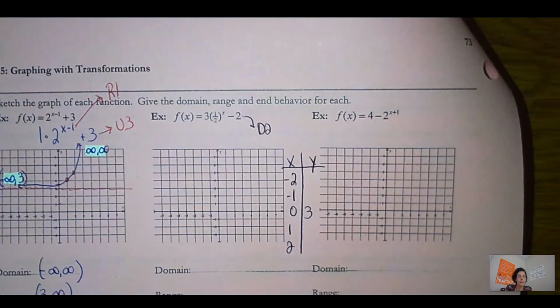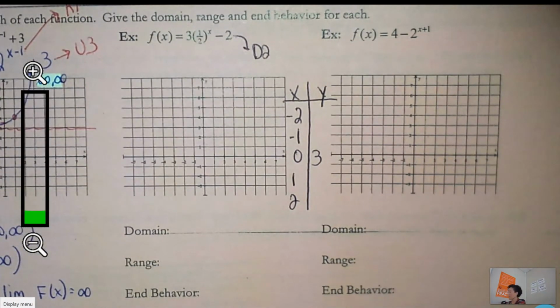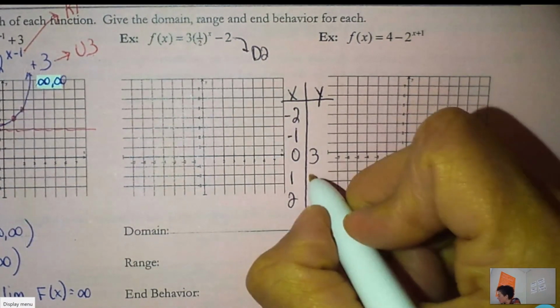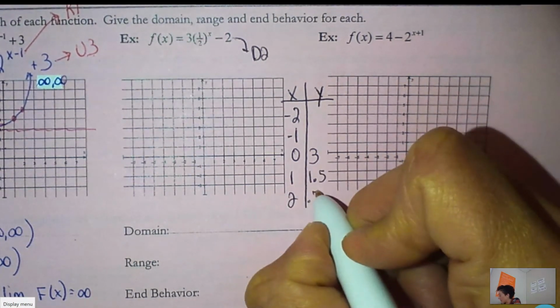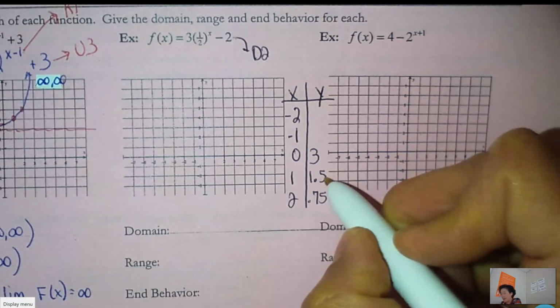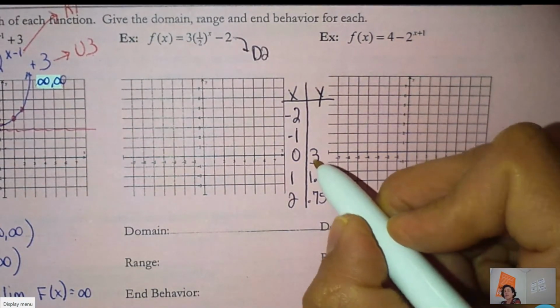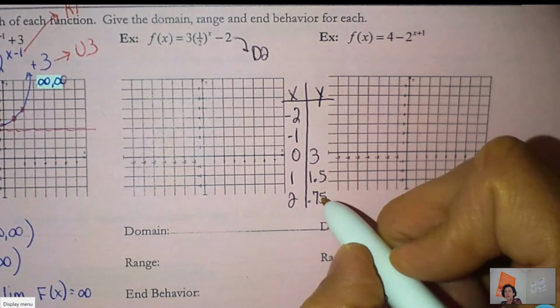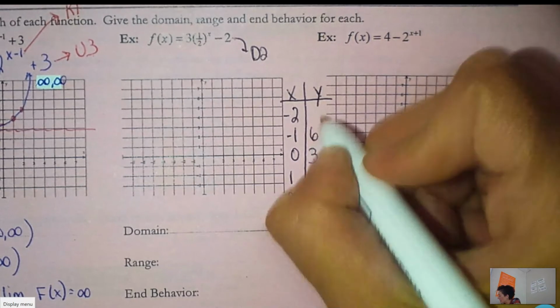I'm going to pause this and adjust my screen. All right, I'm going to zoom in a little bit. So 3 times a half is just 1.5, and 1.5 times a half is just 0.75. You can think of $3 cut in half as this, $1.50 cut in half is this. So technically what I'm really doing here is dividing by 2, which means this way I would multiply by 2, which gives me 6 and 12.